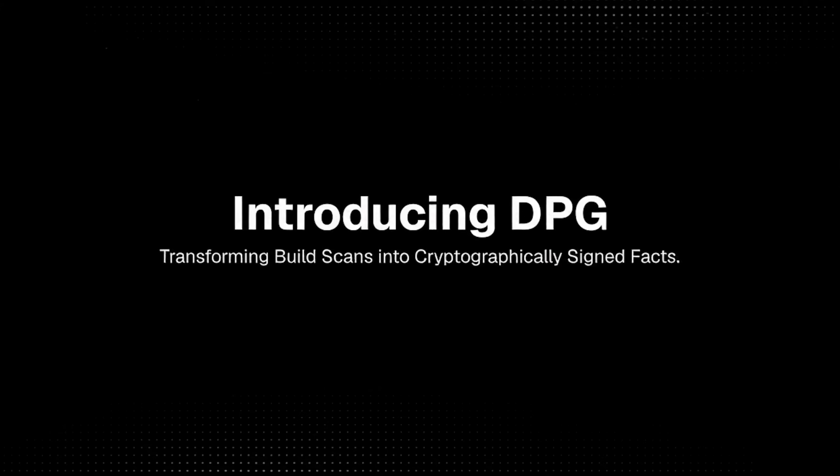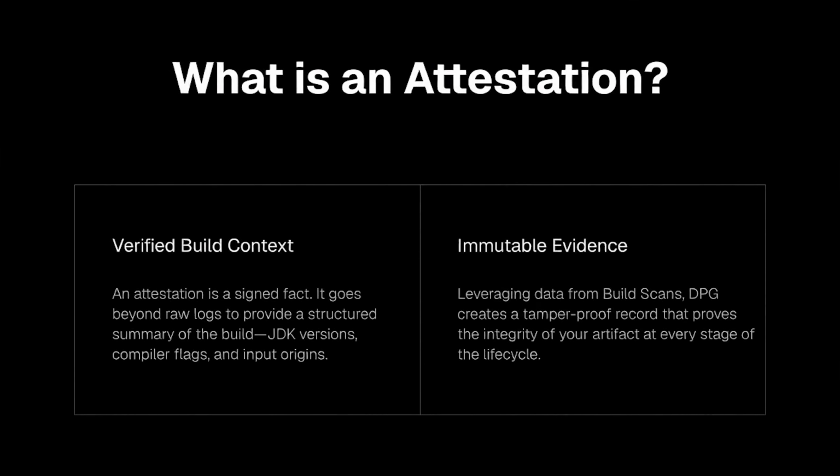Now, let's look at the solution. How do we actually achieve this level of verification at scale without slowing down our development teams? This is where Develocity Provenance Governor comes in.